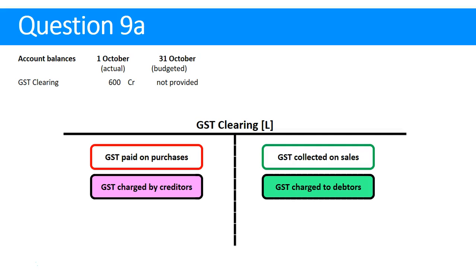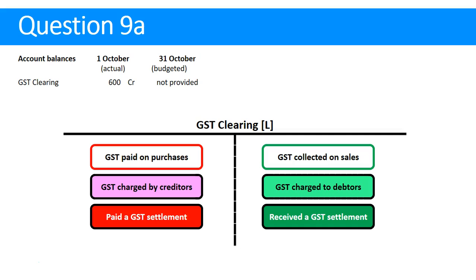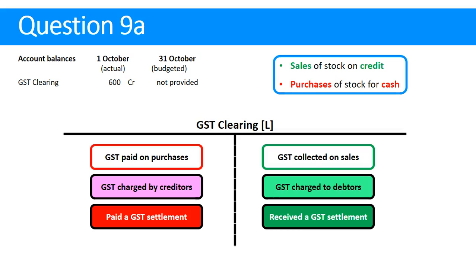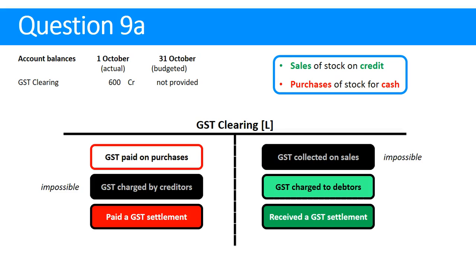And the other transaction we want to look for is, do we receive a GST settlement or do we make a GST payment? So let's use the info that we're told and try and rule out the ones that we don't need to look for. The first thing we're told is sales of stock are on credit and purchases of stock are for cash. So that rules out any GST collected on sales, because we don't have any cash sales. It also rules out any GST charged by creditors, so we could ignore those. Now, the GST charged to debtors does happen for this business, but it's not actually a cash flow, so I can ignore that.